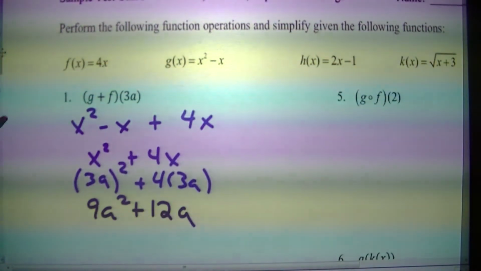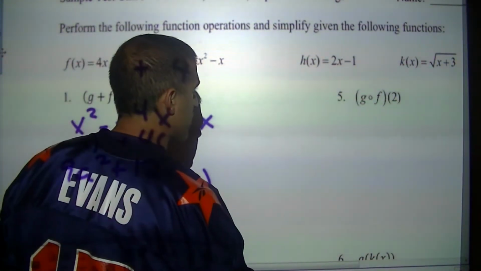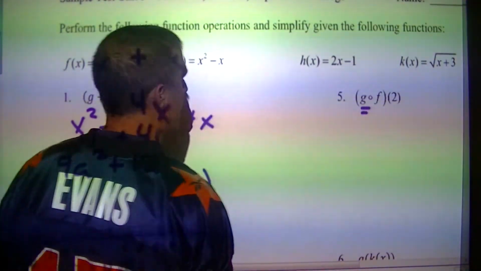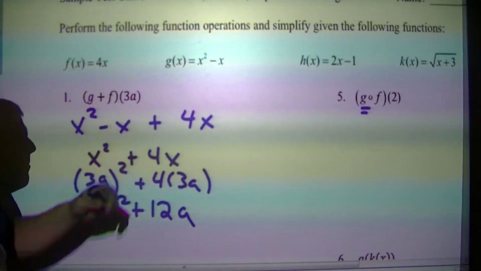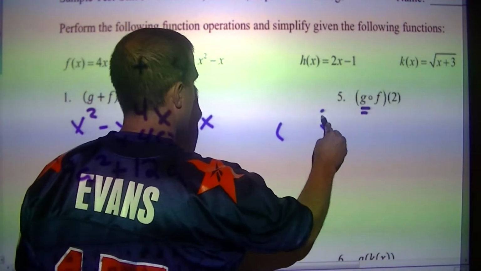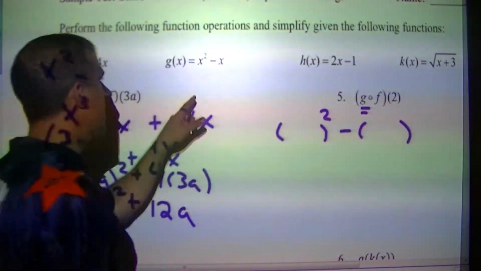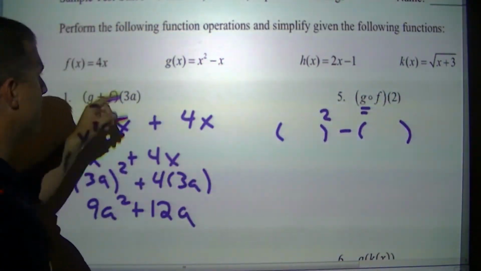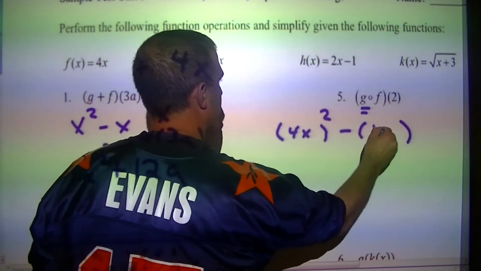For convenience's sake, I'm going to go ahead and do this side of the board as well. G of f of x. So that means I'm going to start with that function. This is a composition, so I'm going to start with that function and put parentheses in every spot where I see x. The thing I'm going to fill in is this next function, so I'm going to fill in f, which is 4x.